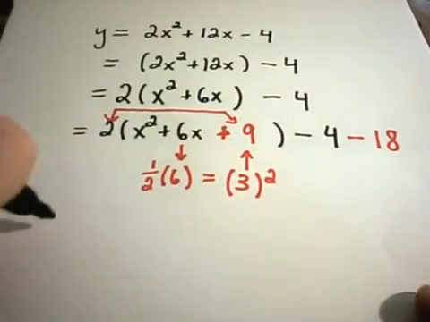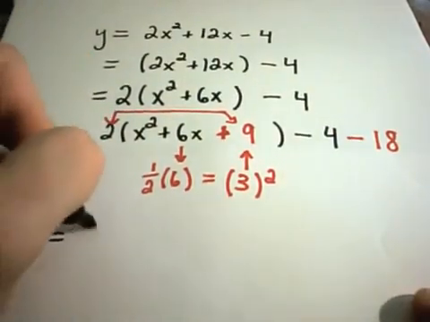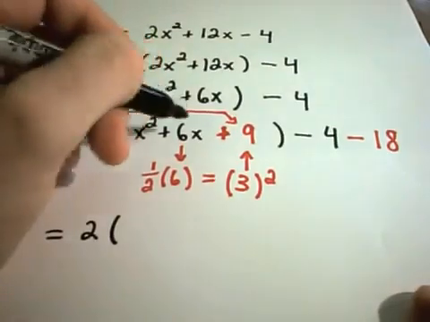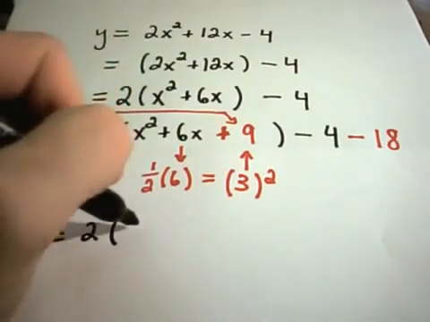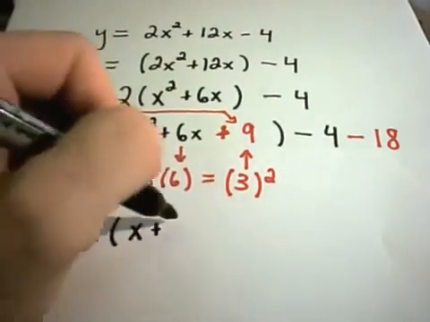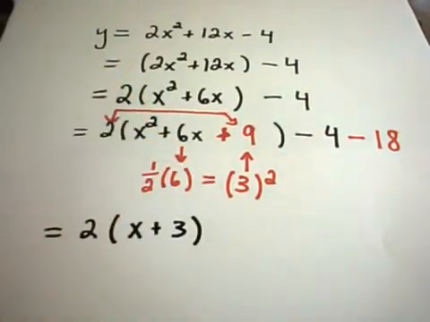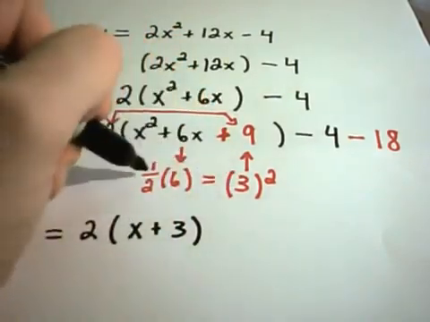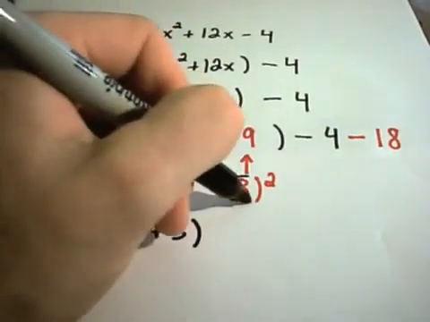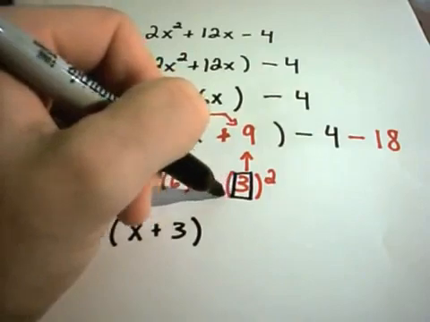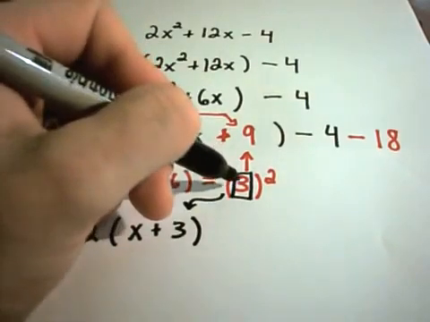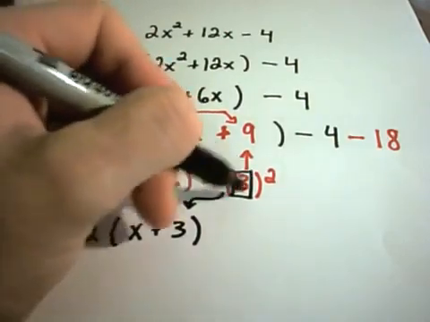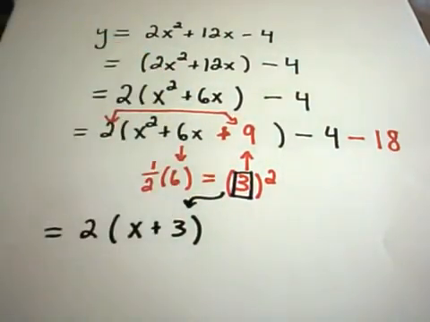Alright, so now we can write this in vertex form. So my 2 is out front. X squared plus 6x plus 9, well, how does that factor? I think it factors as x plus 3 times x plus 3. And the trick is, when you take half of the number, whatever that is, in our case it was positive 3, that's what's going to go inside the parentheses. So if you end up with weird fractions, you can basically just plug that number right in, and that's how it's going to factor.